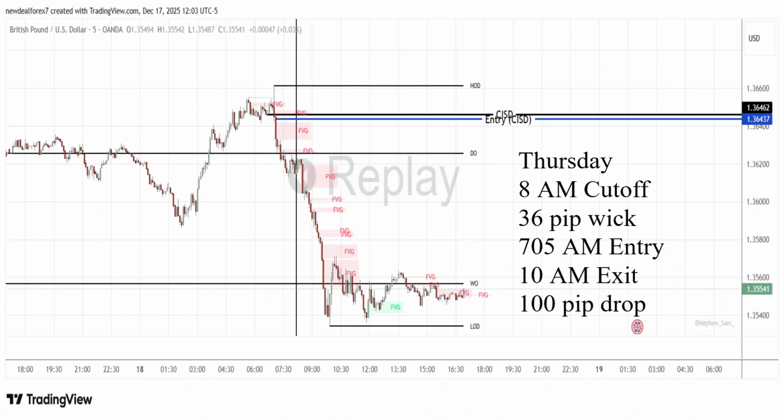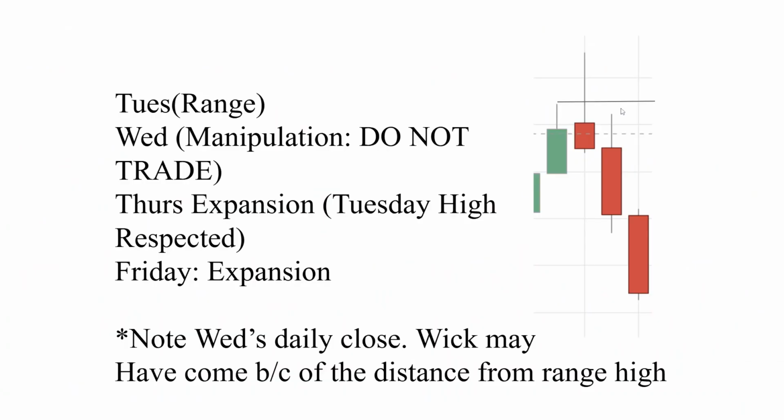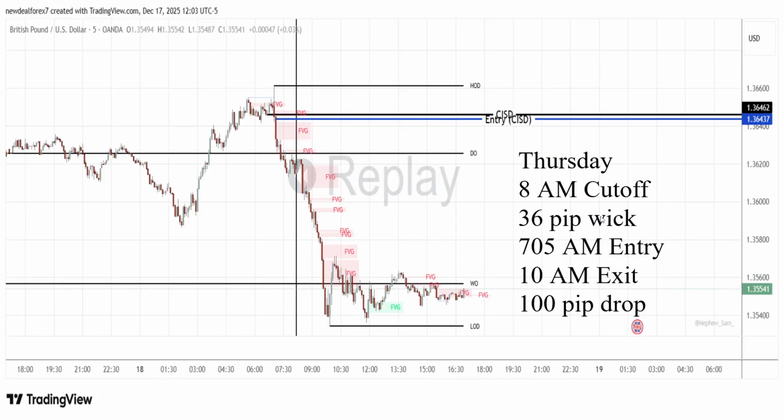Okay. So in this case here, it didn't even touch the range. It didn't even come close. It did just retrace a little bit, but it didn't touch the high of Tuesday. It really didn't. All right. So this just manipulated some folks long, but eventually it did tank. So the best entry here would have been at 8 a.m. And then it did drop for 100 pips.